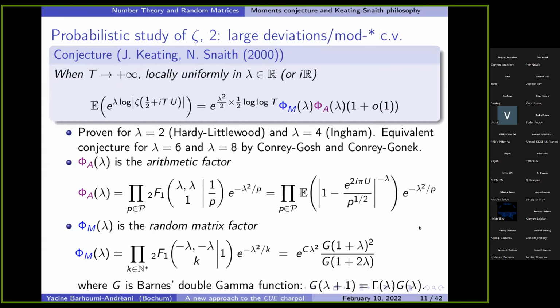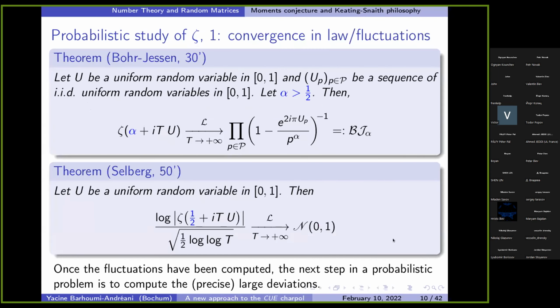Mod-Gaussian convergence is a concept introduced by Kowalski, Nikeghbali, and Jacod that formalizes this type of computation. So what you do is you compute the Laplace transform of the random variable, the expectation of the exponential of lambda times the random variable, and you look at its behavior. So you see exponential of lambda squared over 2 times 1/2 of log t. This is the Gaussian.